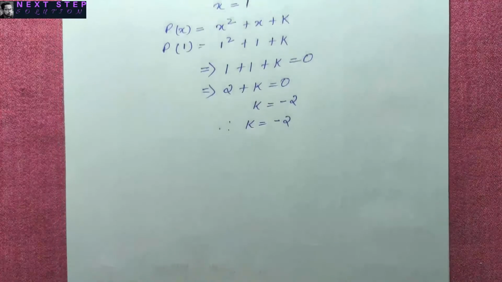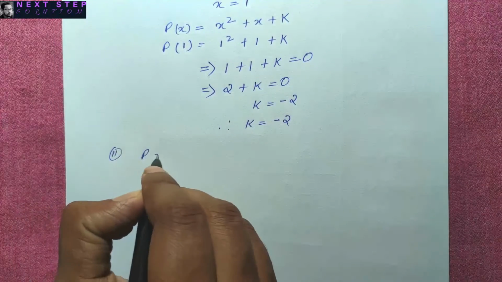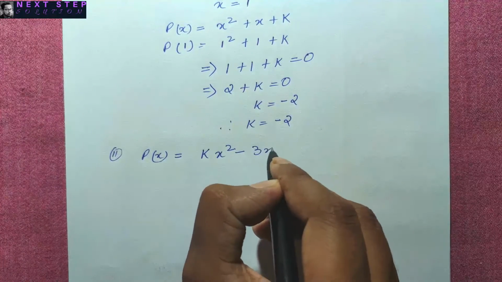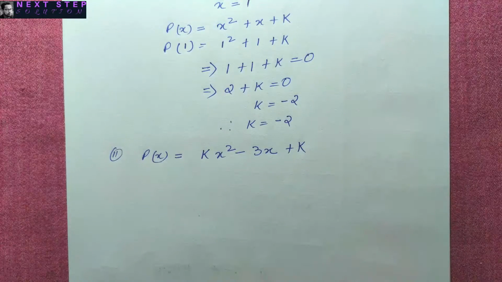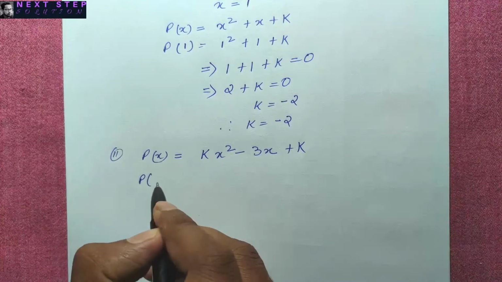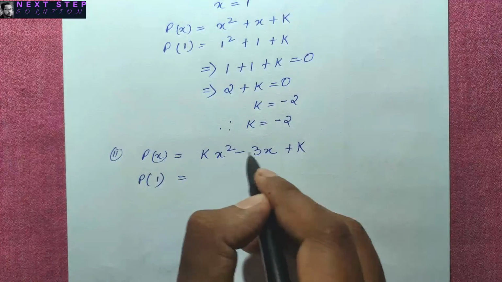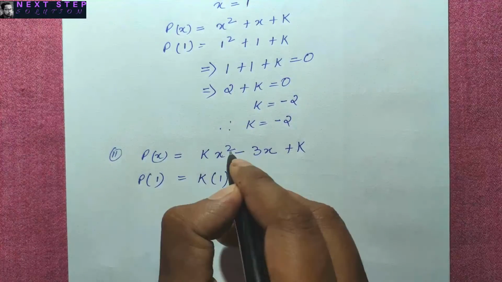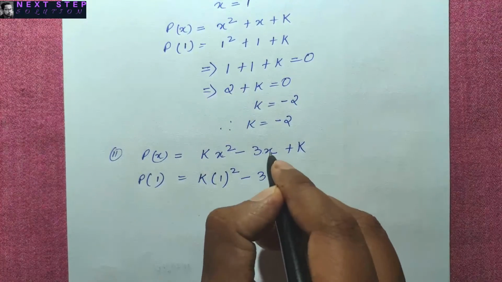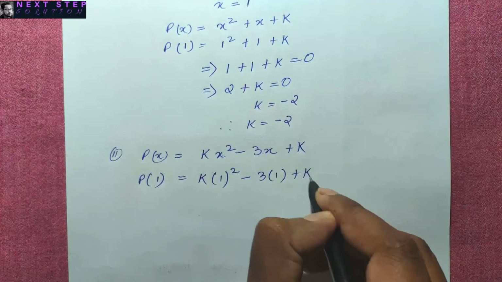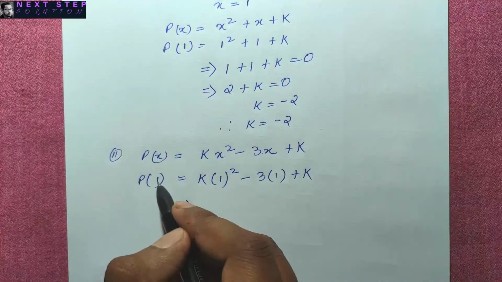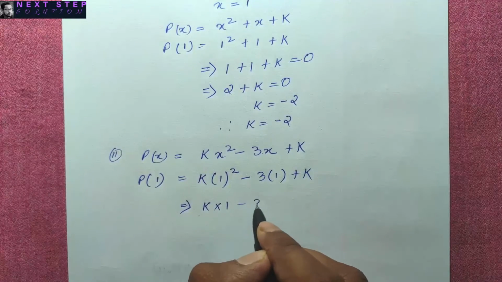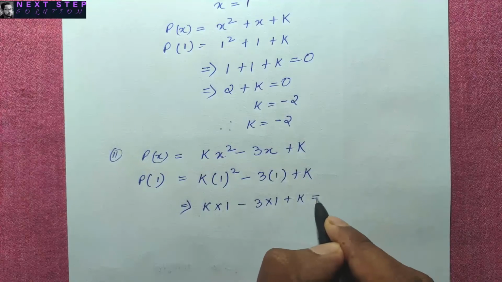Now let us see one more question. If the polynomial given is p of x equals to k x square minus 3x plus k, and here also we have already solved the value of x earlier, and we got 1, all the x will be replaced by 1. So k, this x becomes 1, square remains as a square, minus 3, this x becomes 1 plus k. Now this implies, since we know 1 is the 0 of this polynomial, k multiplied with 1 minus 3 multiplied with 1 plus k should be equal to 0.